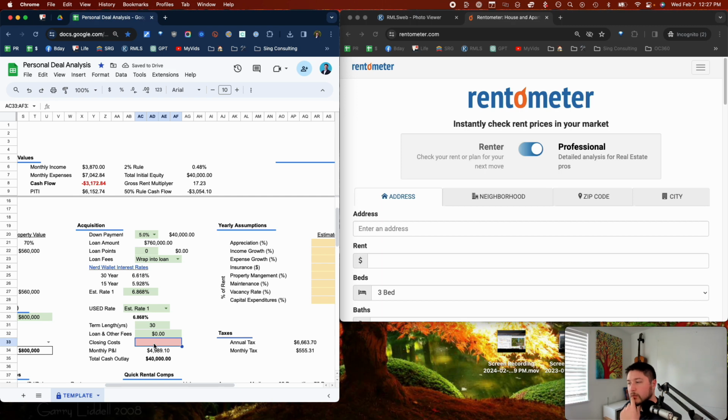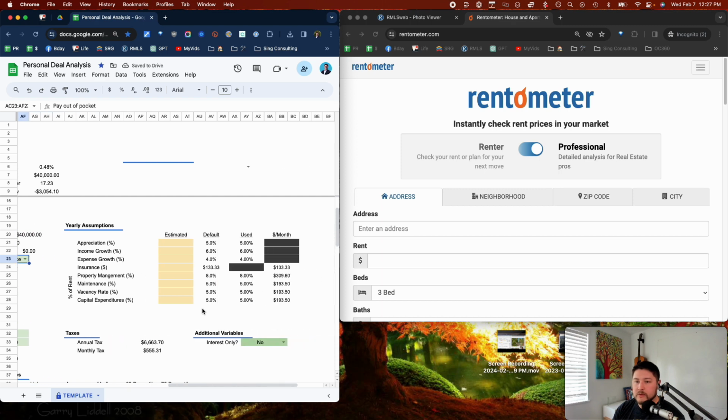Closing costs for this would probably be around 15. This would be something you would want to talk to your lender about and identify a couple of subject properties when you are looking and say, hey, what are the closing costs on this? Sometimes they can get wrapped up into the loan, or you just pay them out of pocket.